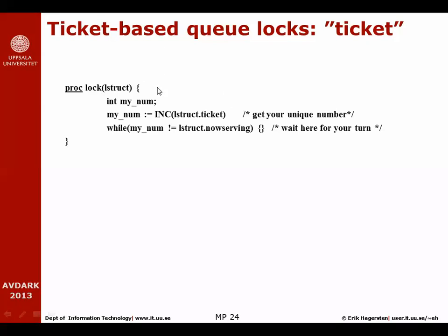Just to refresh our memories, this was a cheese counter lock where we got to the counter, we got the next incremented ticket number, and then we waited until that ticket number appeared over the cheese counter saying now serving. And then we got into the critical section, and once we were done buying cheese, we simply incremented the now serving number to allow for the next one in line to get in there.